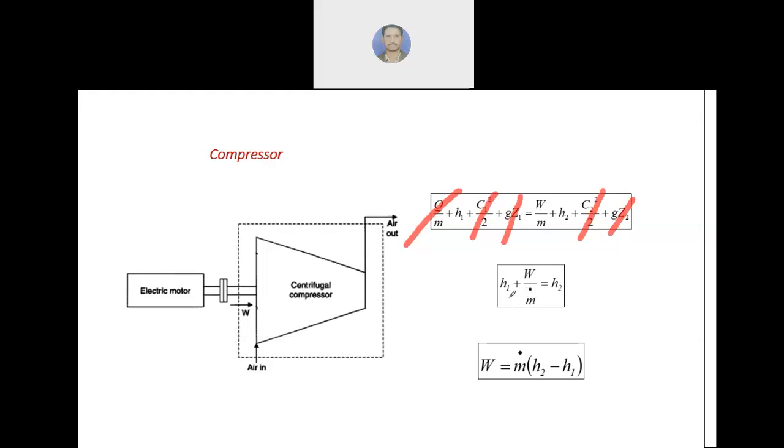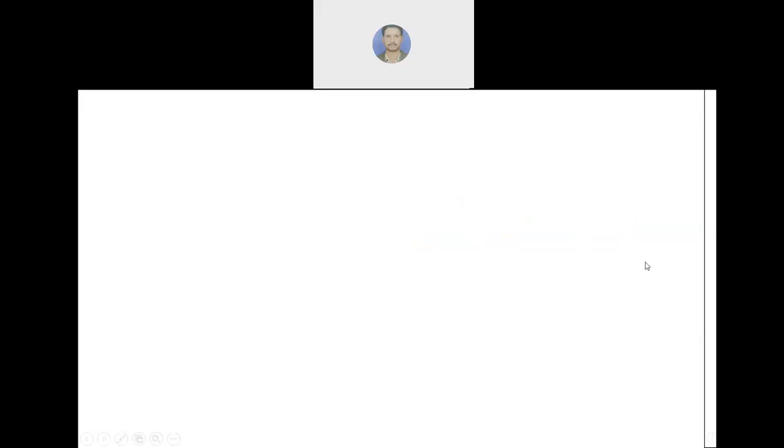Now sir, why have you written H1 plus W by m? It should be H1 minus. It will not be minus. Why? I told you the compressor is consuming work, so it will be minus W. With sign, if you put it, it will be minus W. Here it is minus. Take it on the left side, it will be H1 plus. So this is the reason why it is written H1 plus: because it is consuming work, so it is minus. If it is minus here, bring it to this side, it will be plus. So you will get this formula. There should not be any confusion.